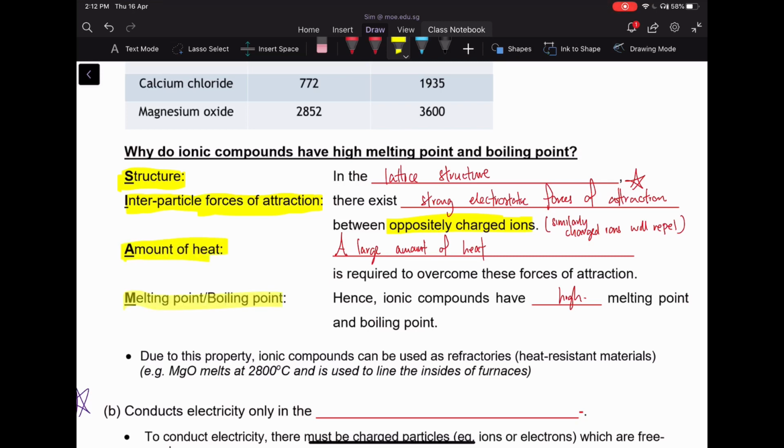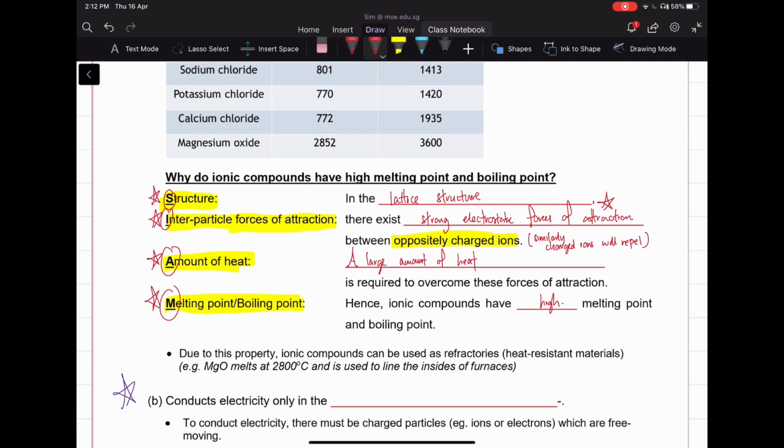Then I say what is the melting and boiling point. It is what I call an acronym, so you can remember how to phrase your answer when you're asked to explain why it has a high melting point and boiling point. It's called SIAM. Okay, S-I-A-M. So you talk about structure first, then what's in between the particles, then the amount of heat, then the melting and boiling point.